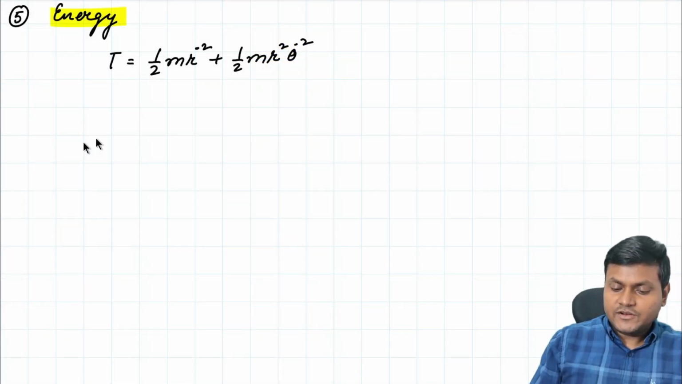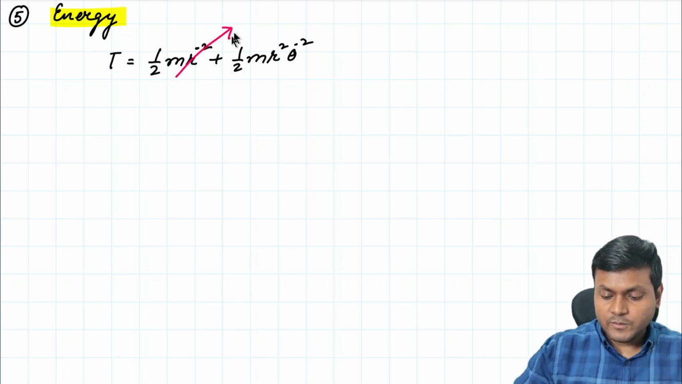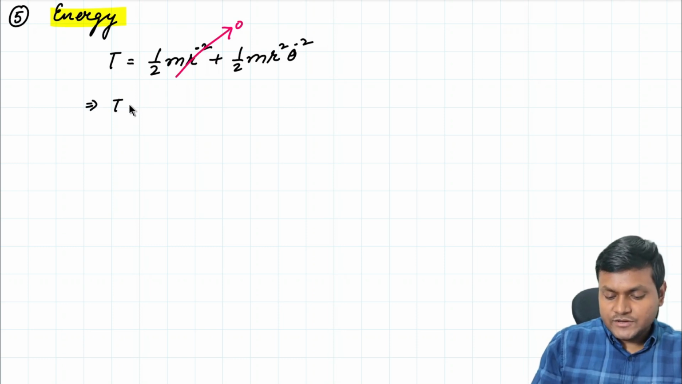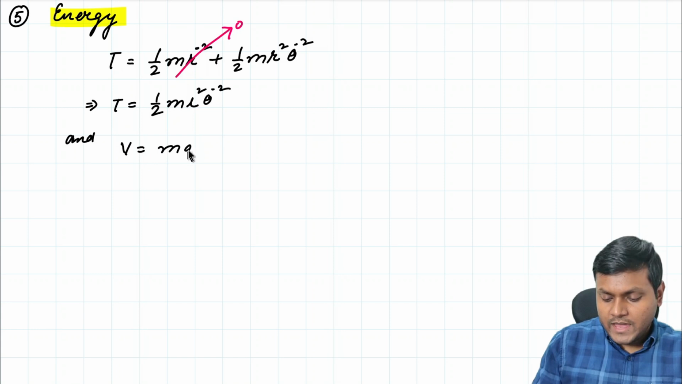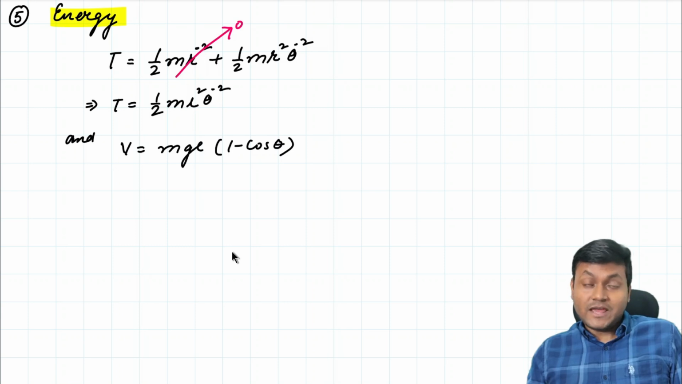The kinetic energy expression was this, but I already told you that since the length of the pendulum does not change with time, r dot is obviously 0. So the kinetic energy T is nothing but half m, r is nothing but the length L, square theta dot square, while the potential energy V is equal to mgl(1 minus cos theta). I want to look at how the potential energy varies for small angles as opposed to larger angles. So I want to apply that approximation here also.